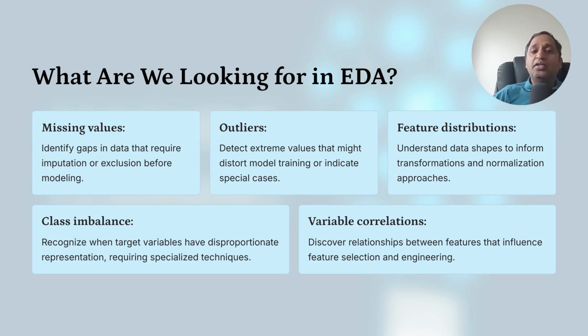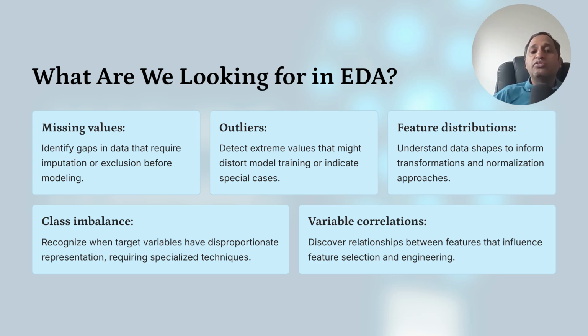Another critical factor is class imbalance, especially in classification problems. For example, if you have data where 90% of customers don't churn and only 10% do, a model might just learn to say no churn every time because it has imbalanced data. So we need to detect this and apply techniques like resampling or weighted loss functions to address this class imbalance.